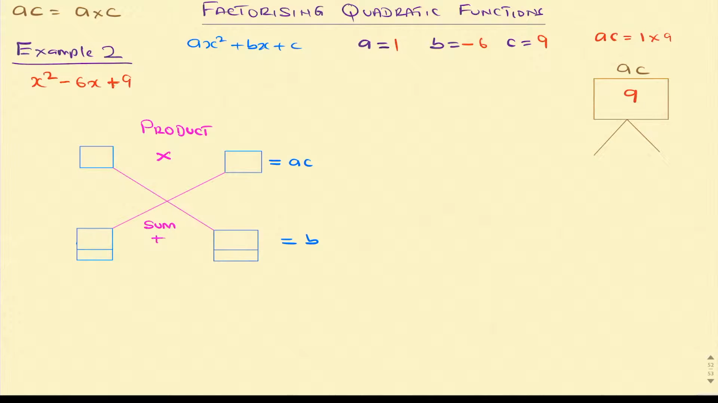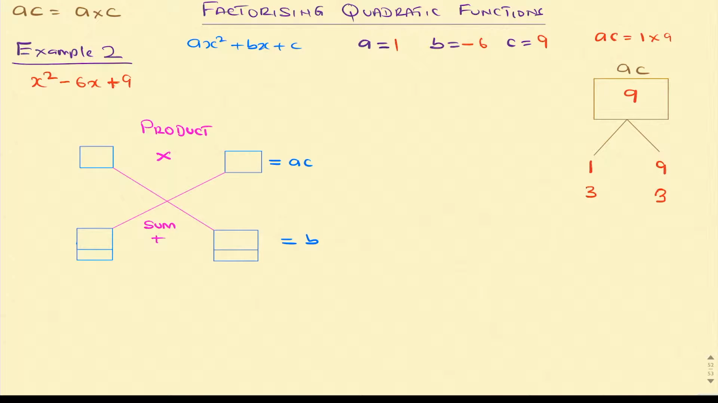We need two numbers we can multiply together to get 9, and when we add them together, we get minus 6. Always start with 1, 1 and 9. 1 times 9 is 9, 1 plus 9 is 10, so it's not good. We know 1 and 9 doesn't work, so let's try 3. We couldn't try 2 because 2 doesn't go in 9, so we go for 3. So 3 and 3.